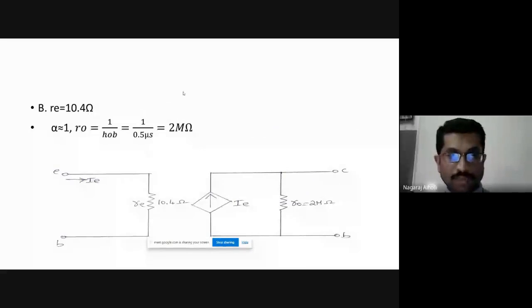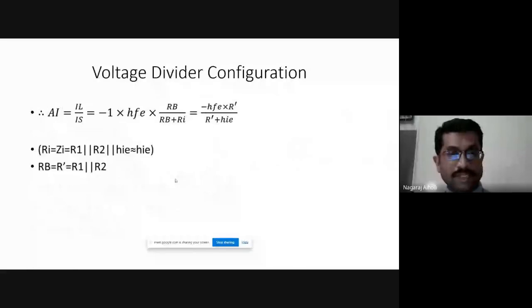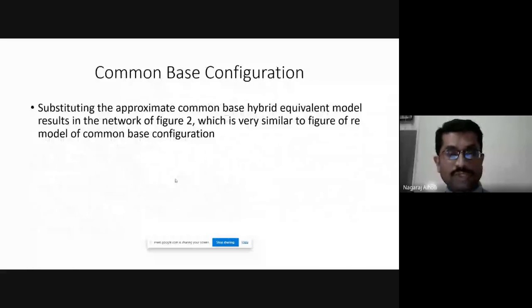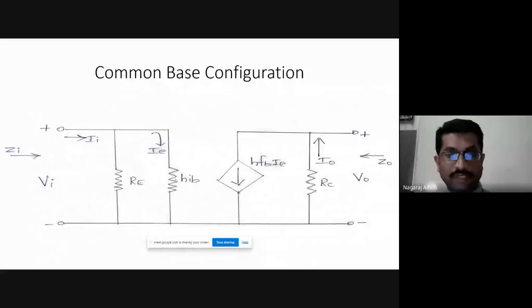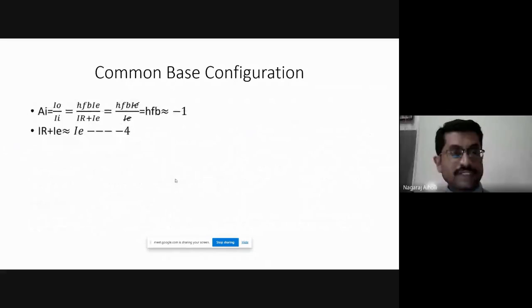If they ask in the examination to draw the hybrid model of the common emitter configuration and the RE model of the common base configuration, we have to draw the model and accordingly calculate the different performance parameters. So in today's class, students, we started with the common base configuration. We discussed the hybrid approximate model of the common base configuration. Then we derived the various performance parameters: input impedance RE parallel HIB, Z naught equal to RC, voltage gain AV equal to minus HFB RC by HIB, and current gain AI approximately equal to HFB, that is minus 1.